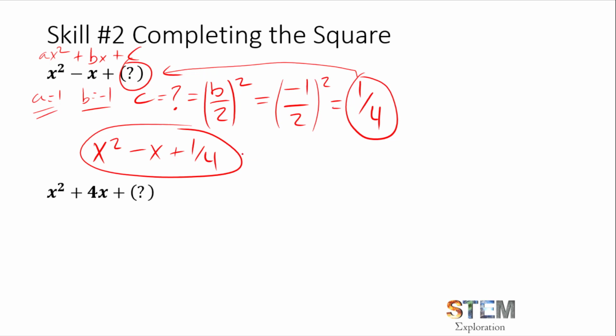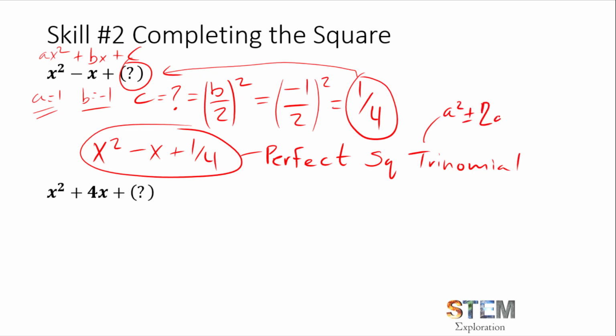So this is fitting into the definition of a perfect square trinomial, which just means that it fits into the format that we were just talking about, a squared plus or minus 2ab plus b squared, right? And that's all we're trying to do here is, hey, what value do we want to plug in?